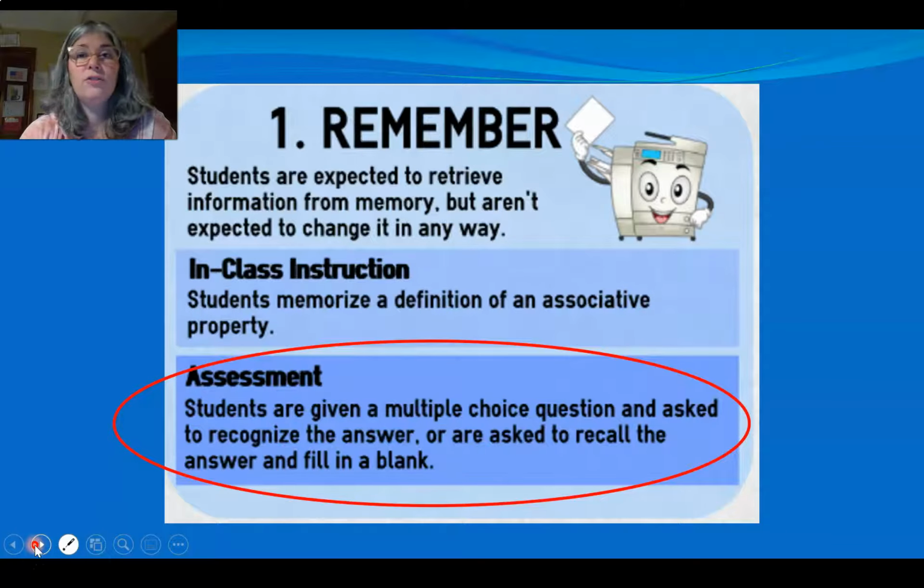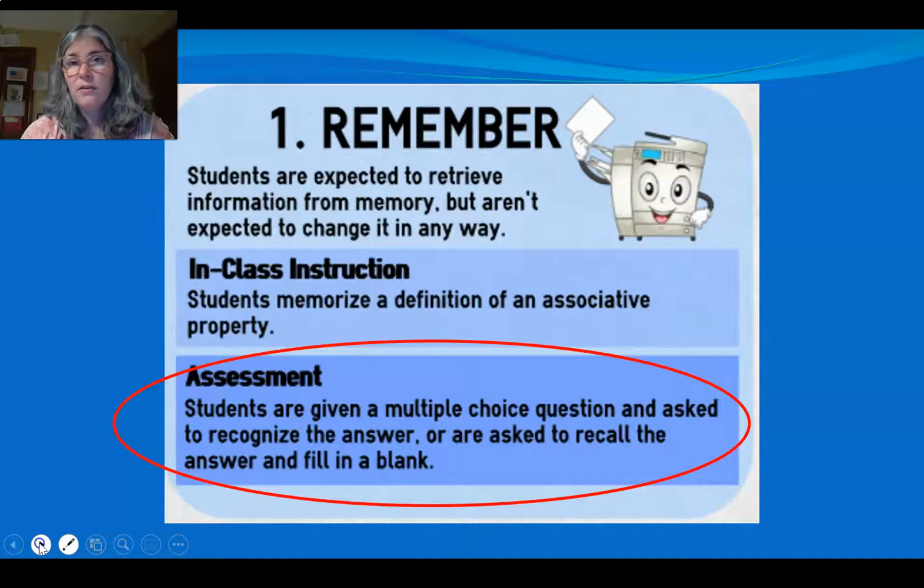So here's just a general example that you might see in a classroom. On an assessment, students are given a multiple choice question and they're asked to recognize a definition that they were previously given in class. Usually at this level, things are written almost verbatim, or word for word, from your notes or from the lesson.